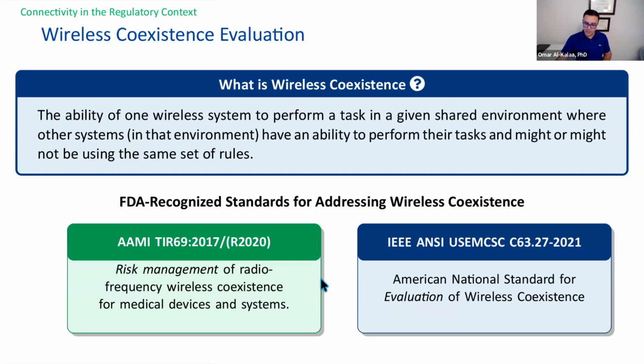Once that risk determination is completed, then comes the step of testing for wireless coexistence. And this is done using the ANSI C63.27 standard. The most recent revision of the standard was published in 2021, and there is an ongoing effort now in the ANSI Subcommittee 7 for Spectrum Etiquette to revise the standard and expand its scope and make it more useful for the community.